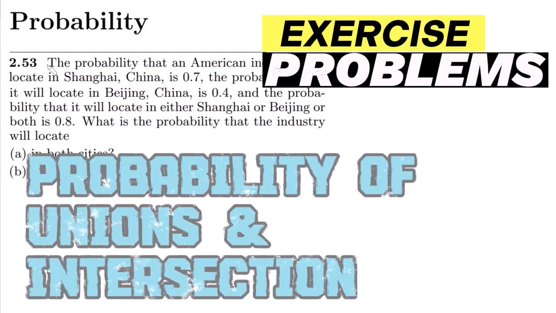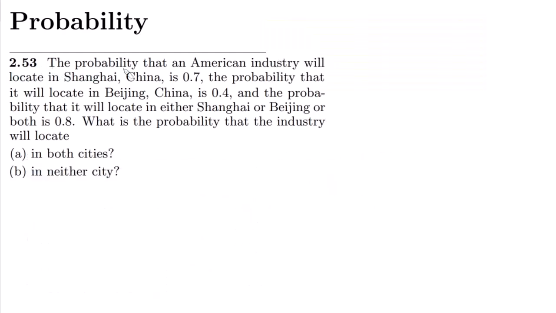This is question 2.53, and the statement of it is: the probability that an American industry will locate in Shanghai, China is 0.7. The probability that it will locate in Beijing, China is 0.4, and the probability that it will locate in either Shanghai or Beijing or both is 0.8.